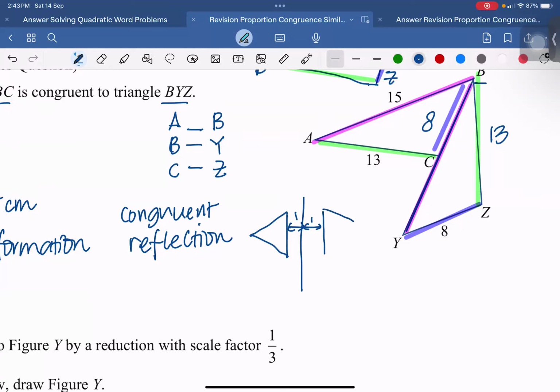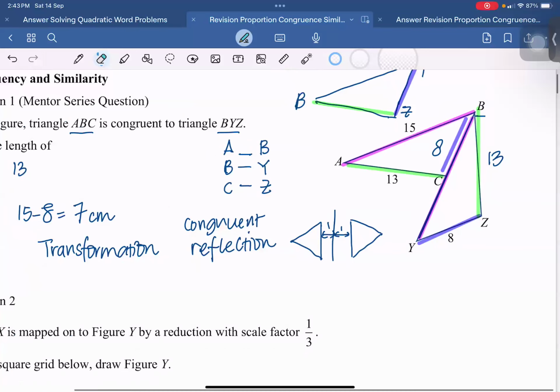Okay, and this one is laterally inverted. Reflection images have the same shape, same size, just that laterally inverted. So they are actually congruent figures.